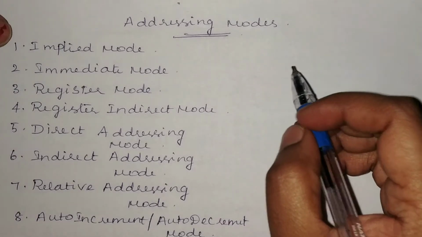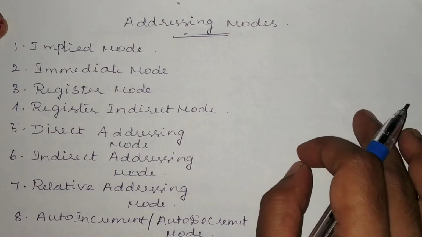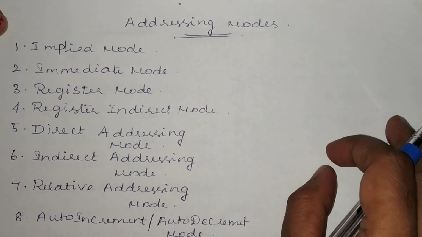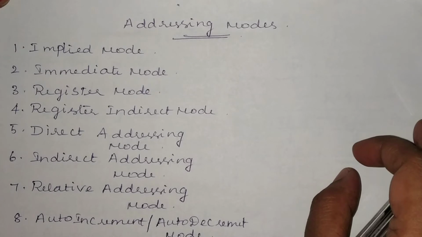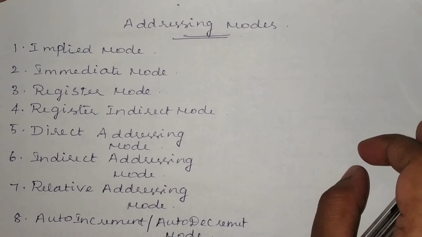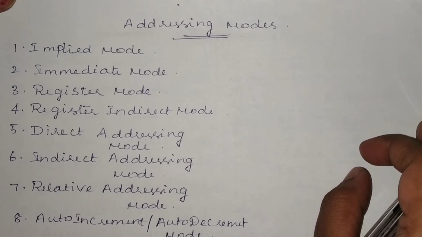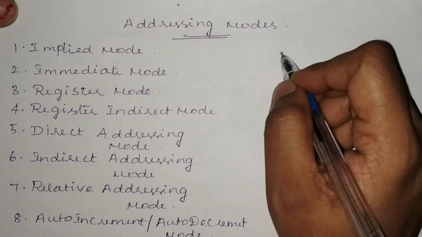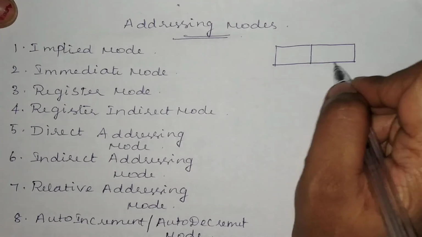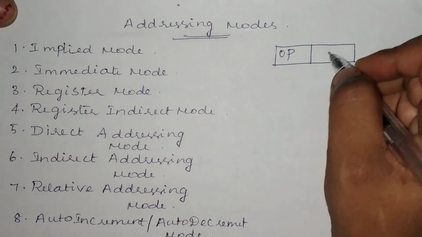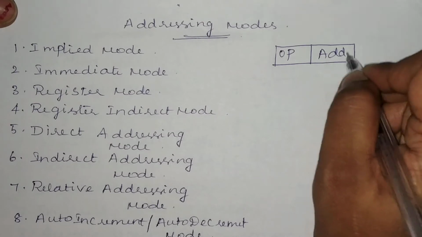Before going to addressing modes, I would like to tell you about the instruction format. For any instruction you're going to execute by the processor, you need to represent that instruction. An instruction can be represented in the instruction format, which means the instruction format for any general instruction consists of two fields: one is the opcode field and another one is the address field.